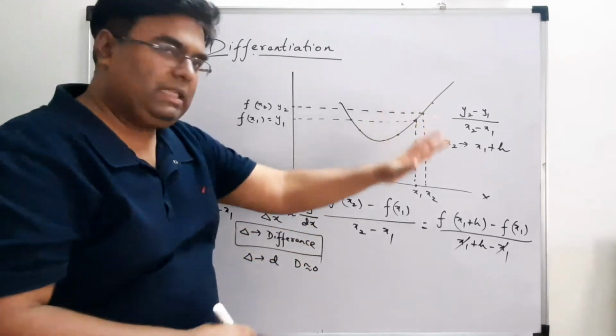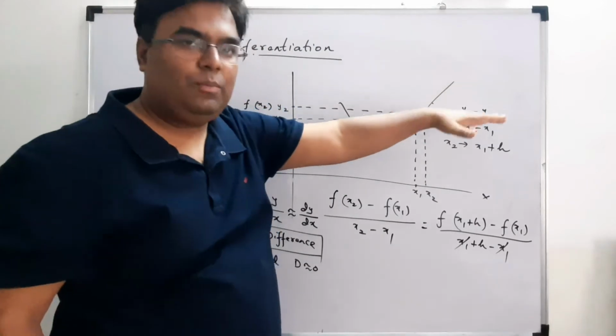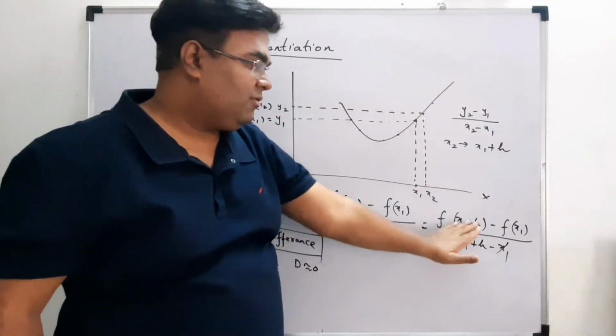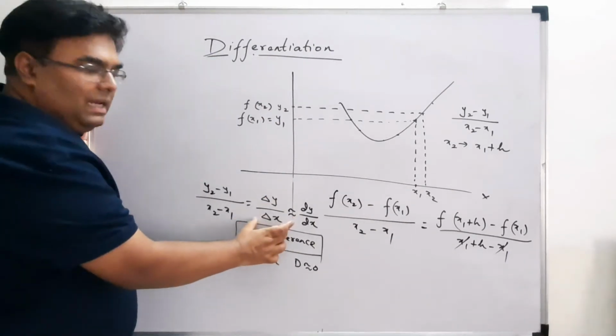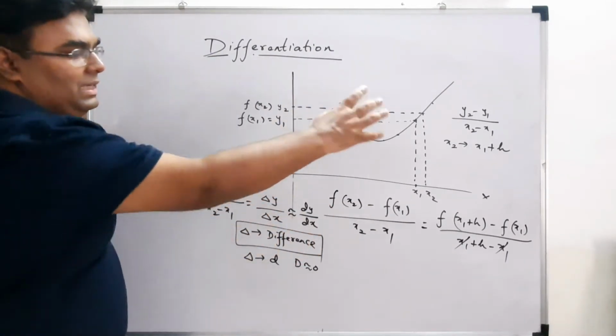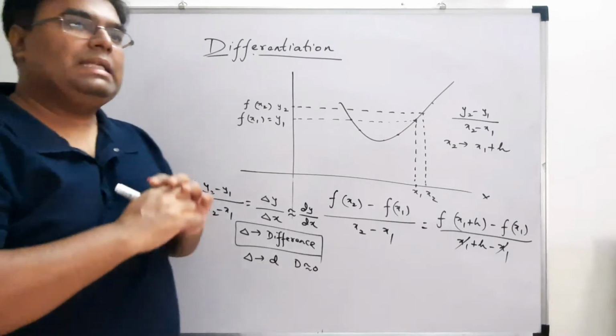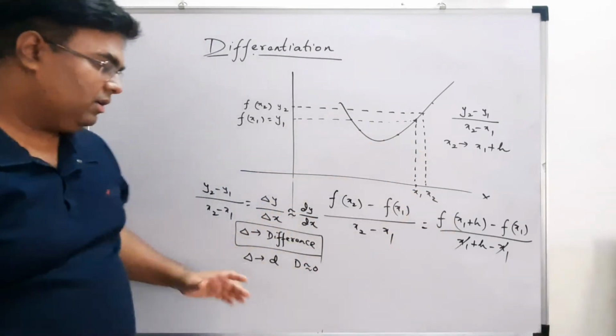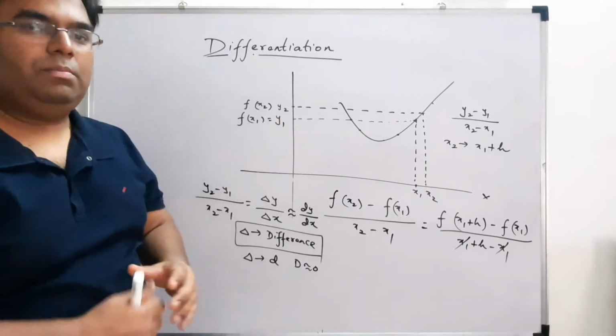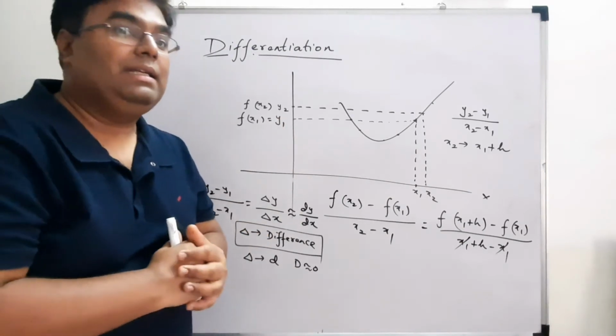So the whole thing is the same. We call it y2 minus y1 upon x2 minus x1, or f(x1 plus h) minus f(x1) upon h, or del y upon del x, and dy upon dx. All these things are representing the same thing. There are different presentations to show the differentiation part. This is also known as the derivative.